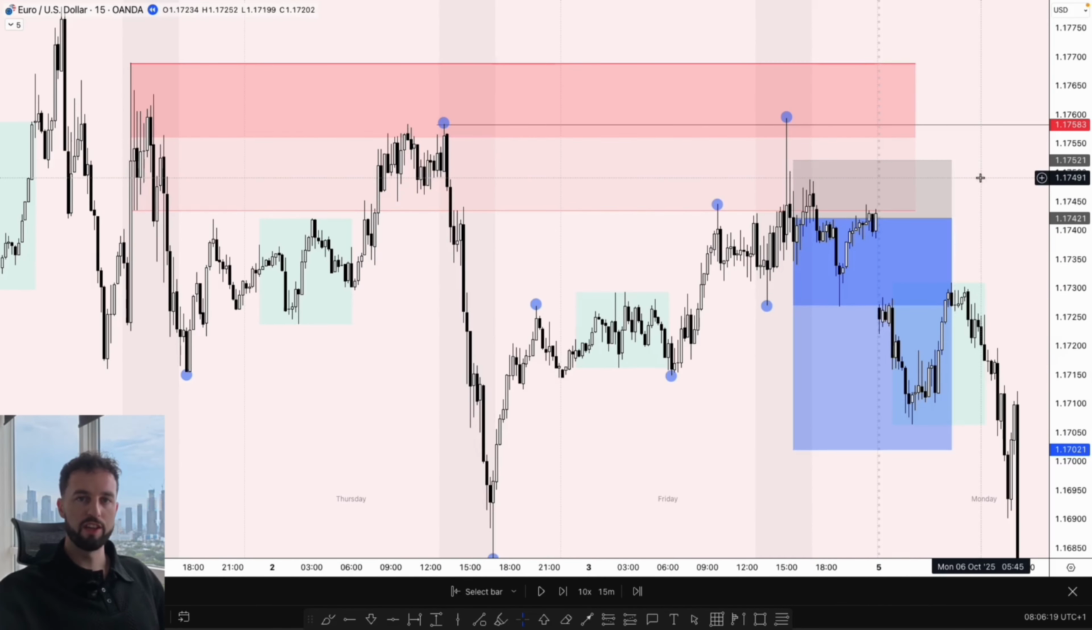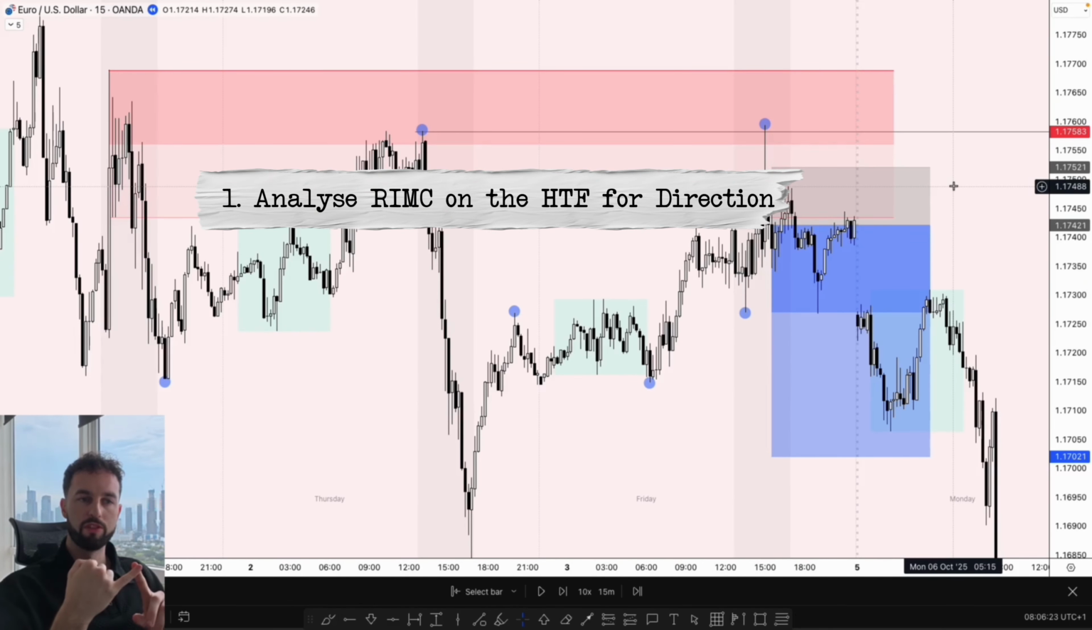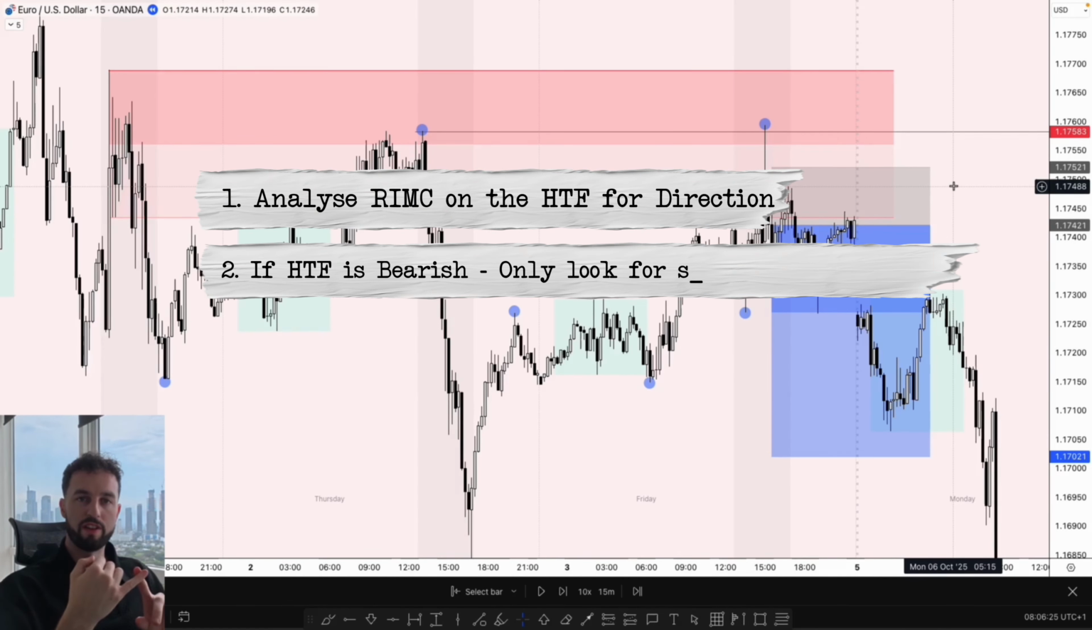So the key things to take away from this video is trade RIMC on the higher time frame, because then you can only trade setups in that direction on the lower time frame. So if we're in a higher time frame sell range, then on the lower time frame, like the 15-minute, you're only going to be looking for sell setups. That's going to massively increase the probability of your trades playing out.